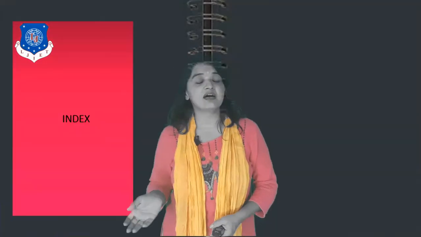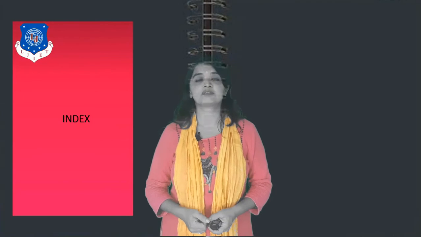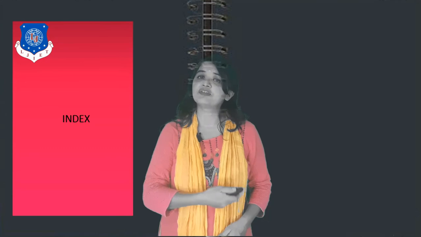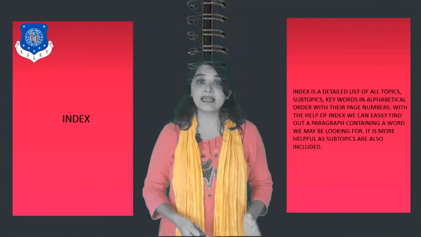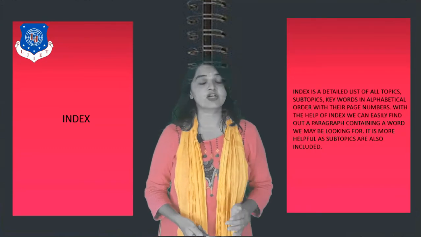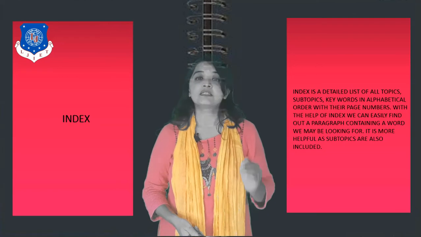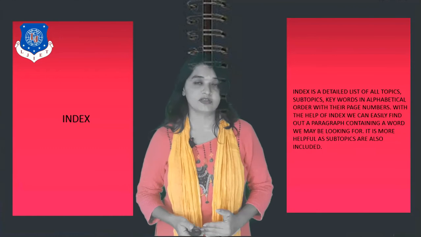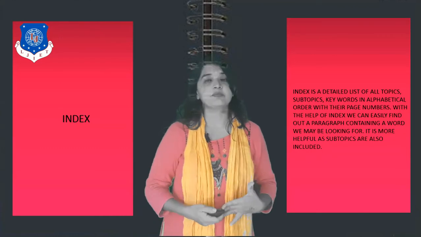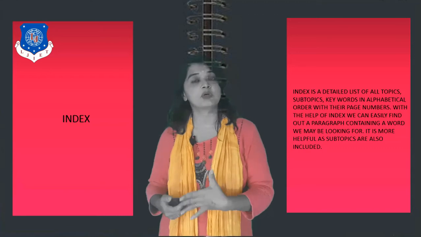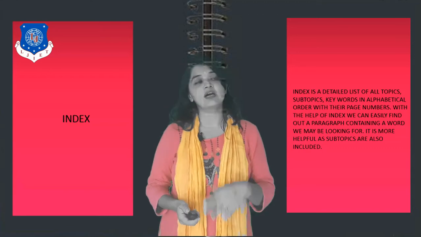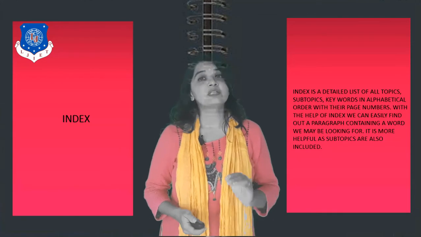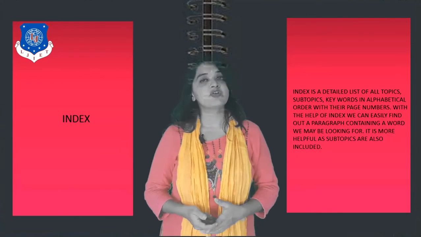Now comes the last element of the technical report in manuscript format, and that is the index. Now, how is the index different from the table of contents? The index is a detailed list of all topics, subtopics and keywords which are arranged in alphabetical order. So the index is even more helpful because sometimes if you are looking for a particular word, you should go to the index and find out about that word. You will get the paragraph in which that word is used. So that is the last element of your manuscript format.